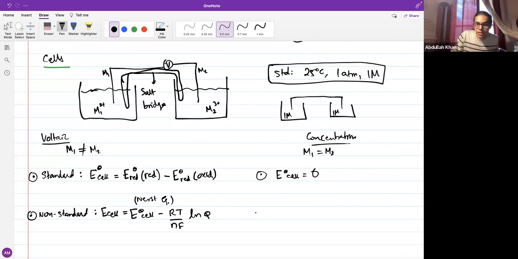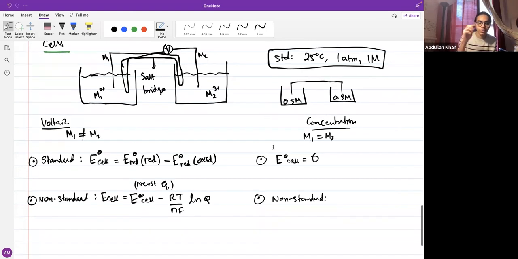So a concentration cell can only operate at non-standard conditions, where the metals are the same. The incentive that the electrons see is that, suppose this is 0.5 molar and this is 0.3 molar. Now you've broken the symmetry. Now you've broken the identicality. Now there's a difference between the two buckets. So concentration cells only operate at non-standard conditions.